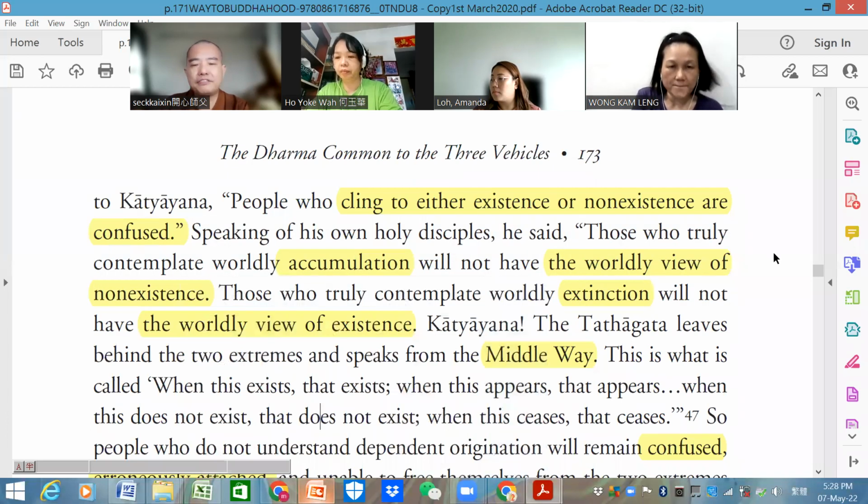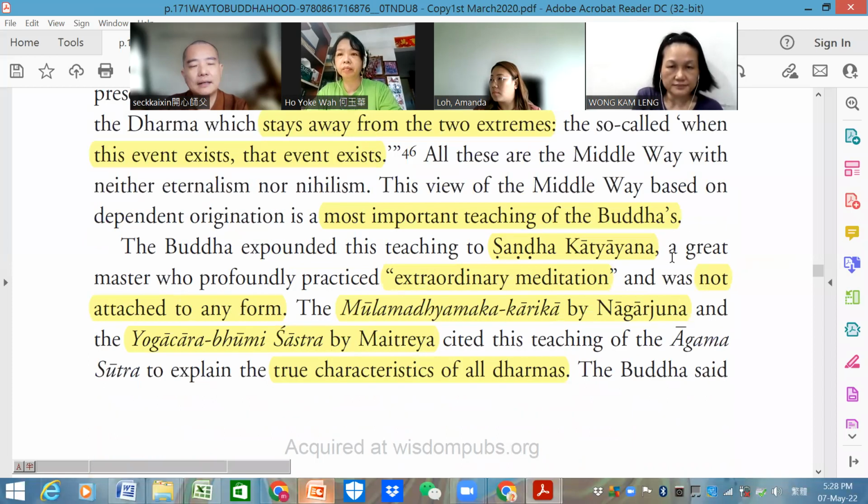And this sutra is very famous. It's due to this monk, Sanda Katyana. This sutra is very famous, it mentions the Paticcasamuppada. And Sanda Katyana was very profound in practicing meditation and was not attached to any form. Then there are two more people who were also enlightened, who inherited the teaching from him.